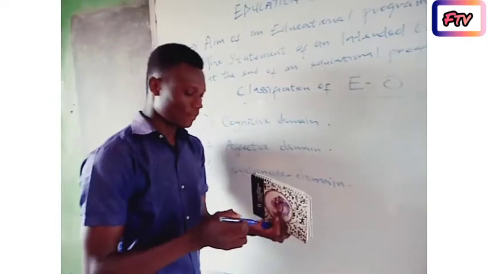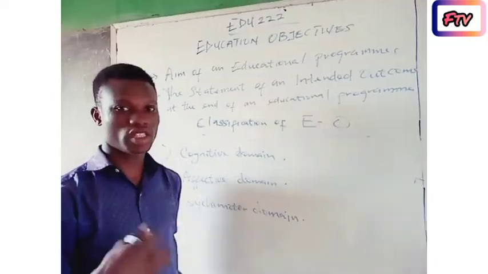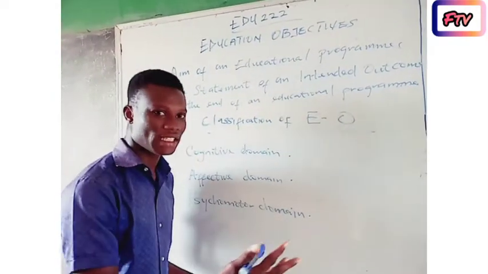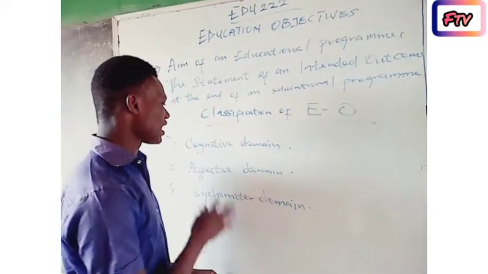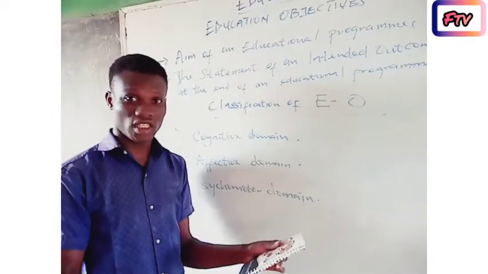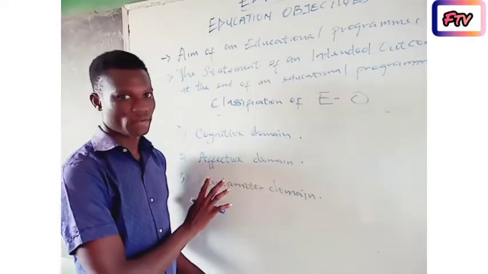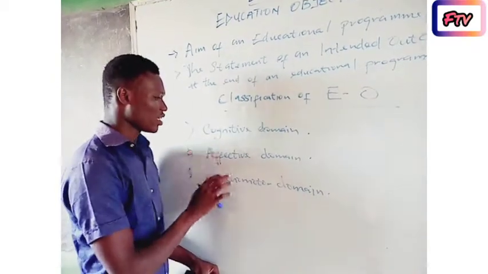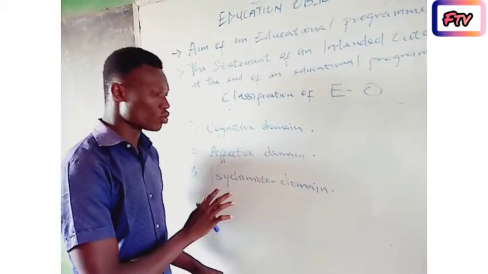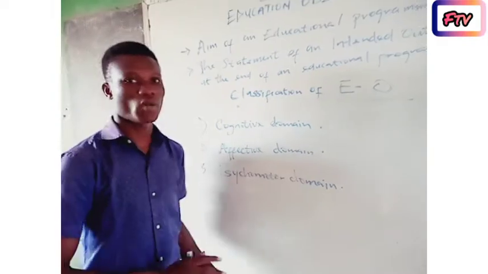Now I said educational objectives, what is to be achieved at the end of an educational program. Now everything that is to be achieved is classified under these 3 domains: the cognitive, the affective domain, and the psychomotor domain. Now let's take it one after the other.